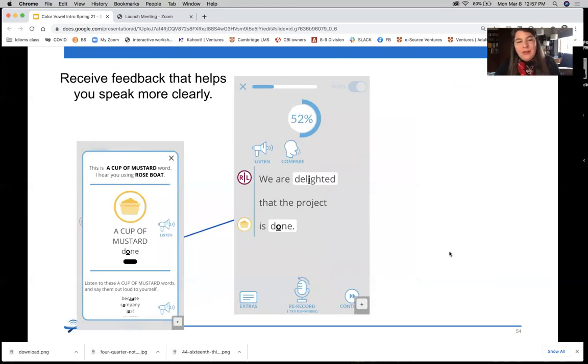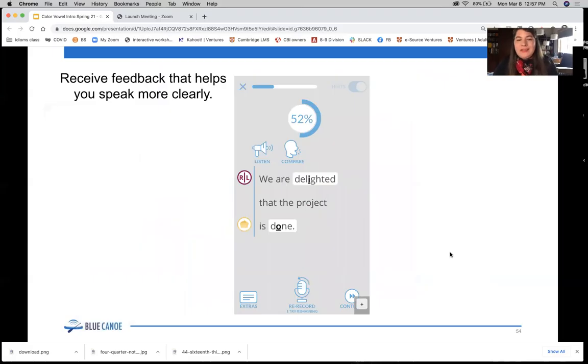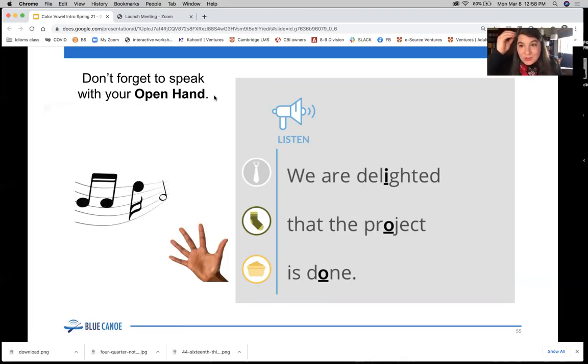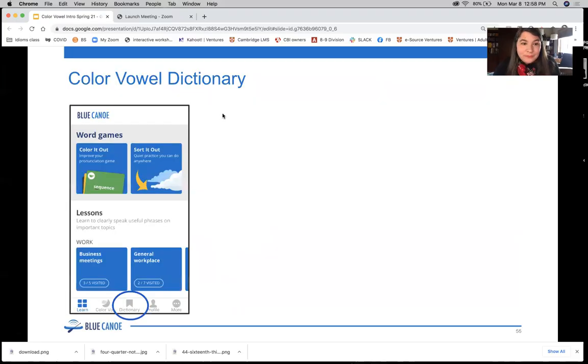You can record, get lots of different feedback, score, things like that. And you can just keep practicing and getting better. This tells you what you're doing wrong and how to get better. Don't forget to speak with your open hand, okay? We're delighted the project is done. That creates the music part of your brain. It activates it, helps you learn.